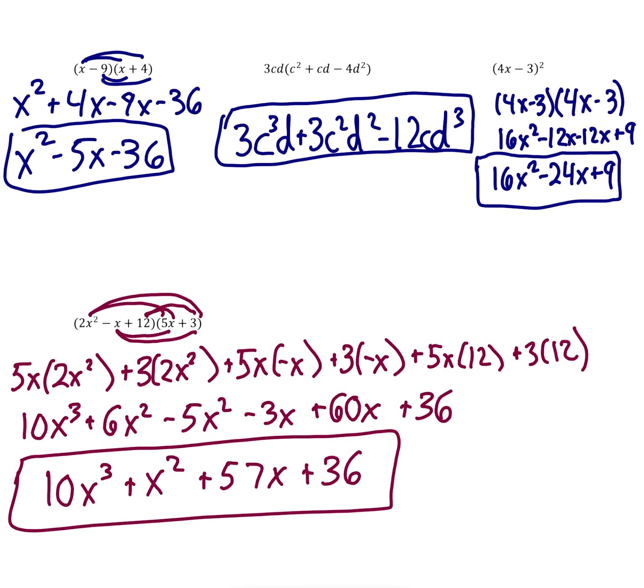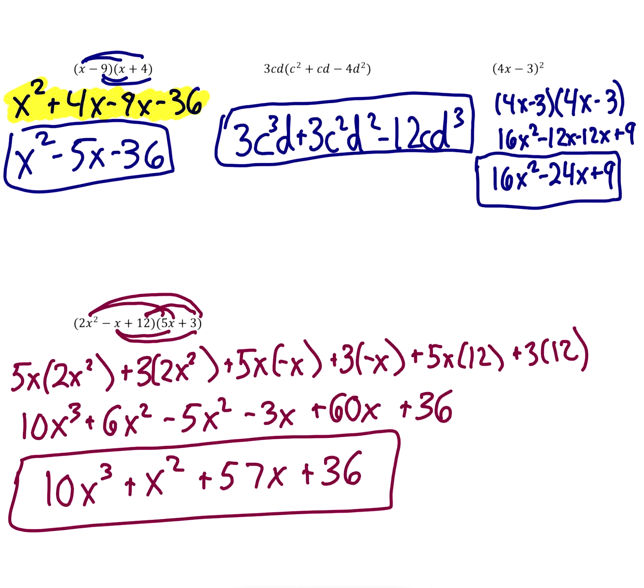Here are the answers to the next 4. Make sure for the first one you have all 4 terms written out here, so you multiplied every term on the left by every term on the right, and then you simplified it from there. For the second one, check your exponents on those C's and the D's. Make sure they have the correct exponents.